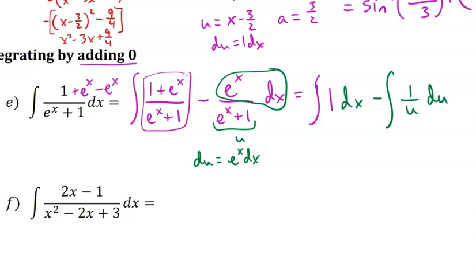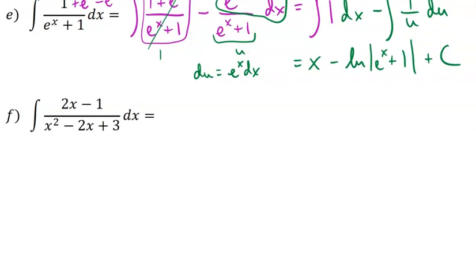Okay? I can't substitute over here. This is not a du because when I reduced this to just a 1, there was no e to the x attached to that. Okay? All right, so then our antiderivative is x minus natural log of u, so natural log of e to the x plus 1. And actually, I could use parentheses there because that can't be negative, but that doesn't matter. And then plus c. Okay?